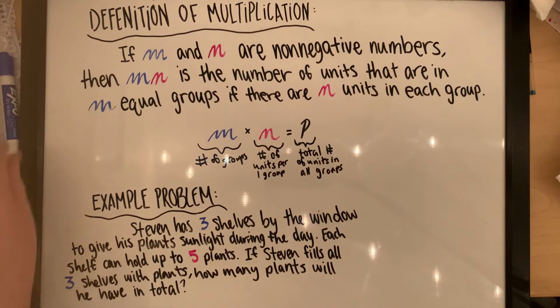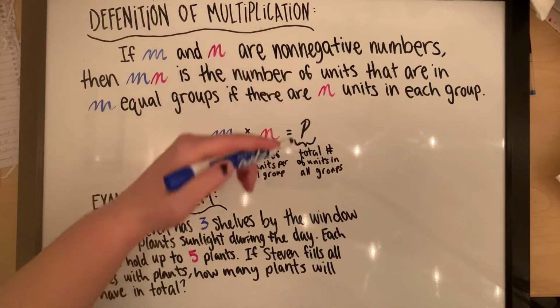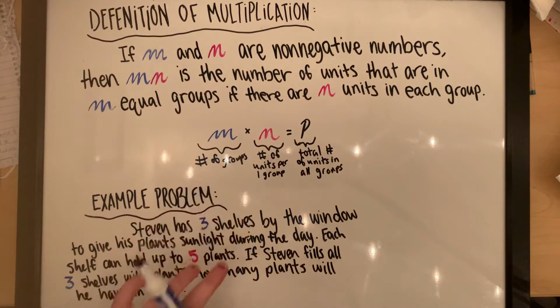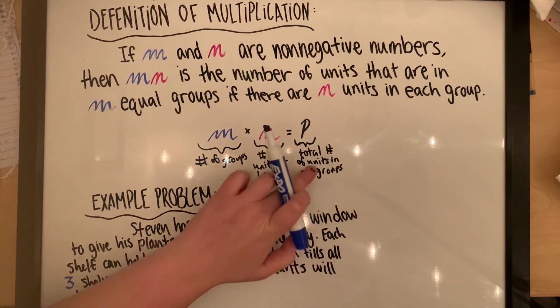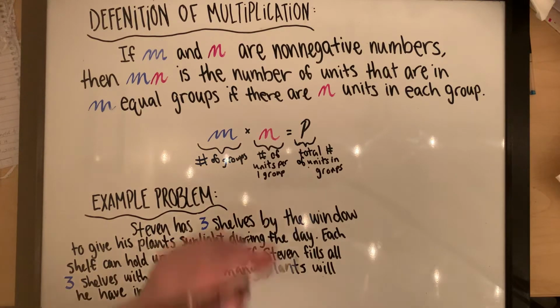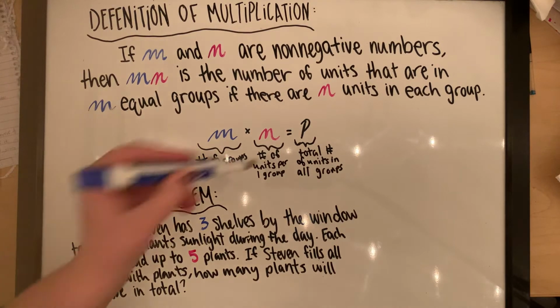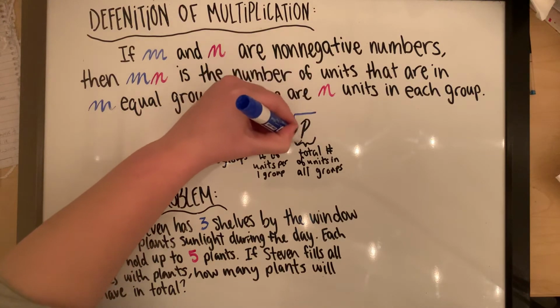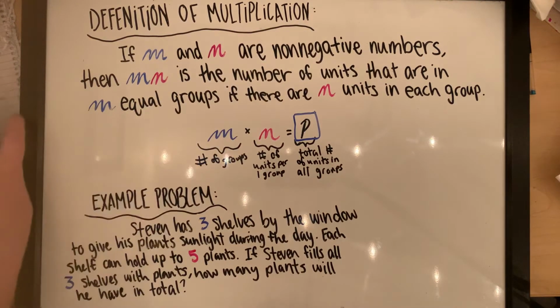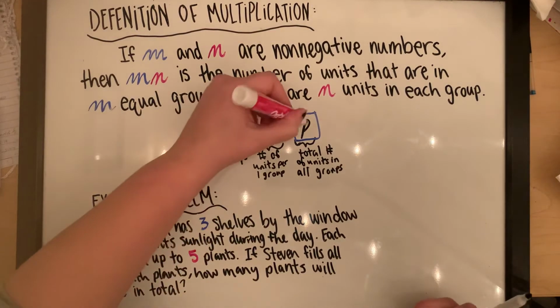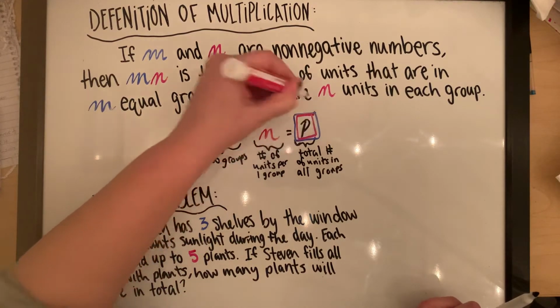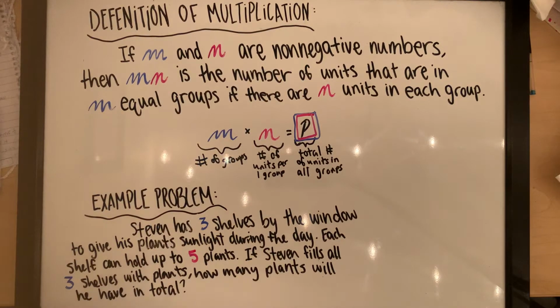Alrighty, so from this, m is our number of groups, n is our number of units per group, and our product is our total number of units in all groups. So our product is the result of multiplying our m value with our n value. That's how we achieve our product.